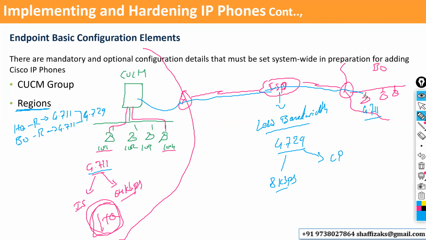No, see, on the router also the codec comes, right? The traffic is coming how? Through the router only, right? Even the router has to understand. Clear? Got it, this one?